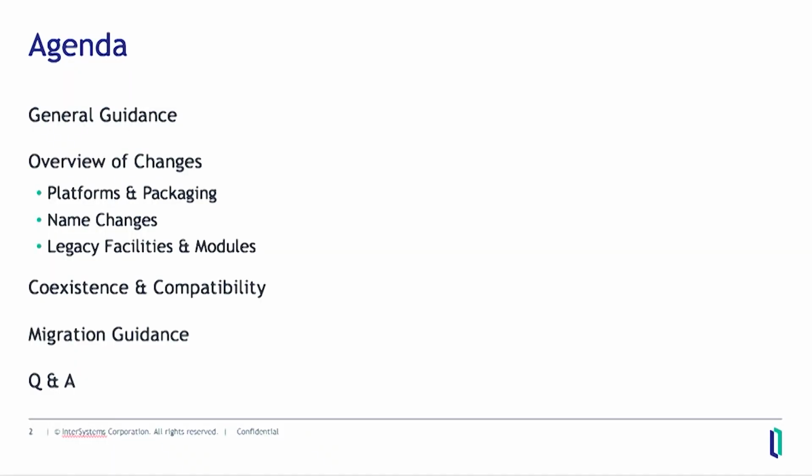All right, so agenda. I quickly want to go over some general guidance for this entire project, and give you an overview of the changes between the two product lines. When I say Caché Ensemble, I always mean the other product line, and InterSystems IRIS is the target product line. So what has changed between these platforms? These are sometimes minor changes, sometimes more far-reaching changes that might affect your application code, and we'll talk about coexistence and compatibility between the two product lines.